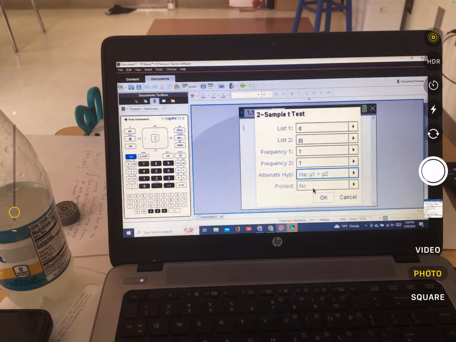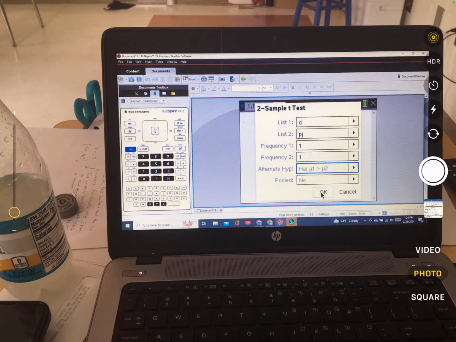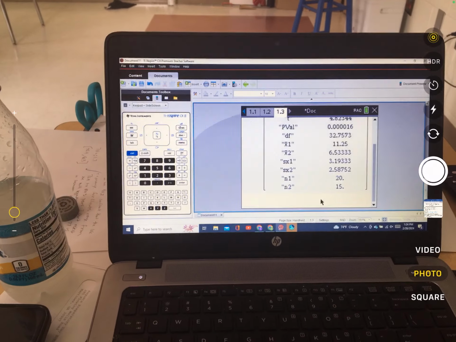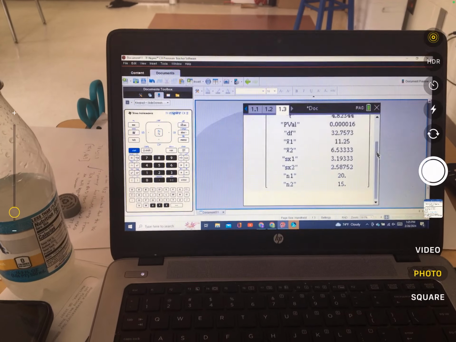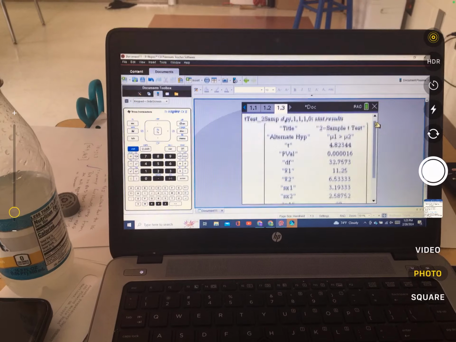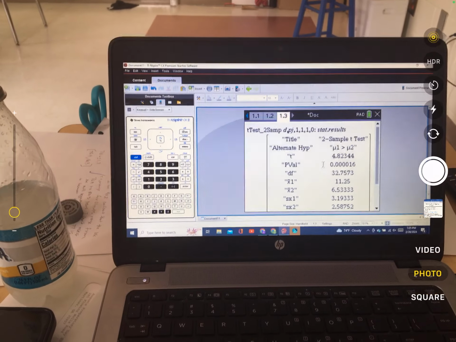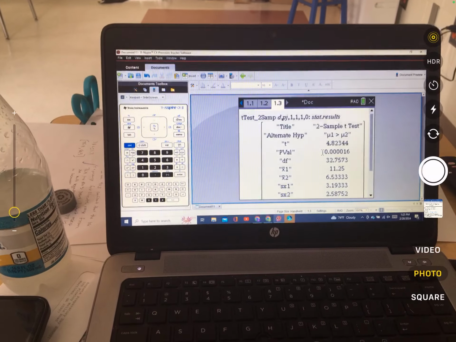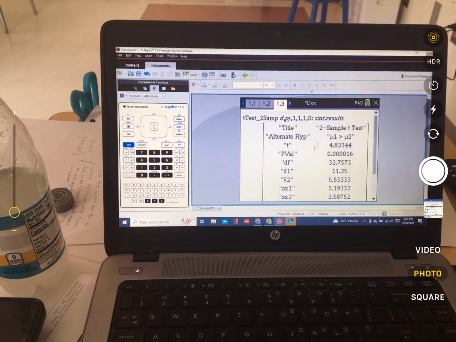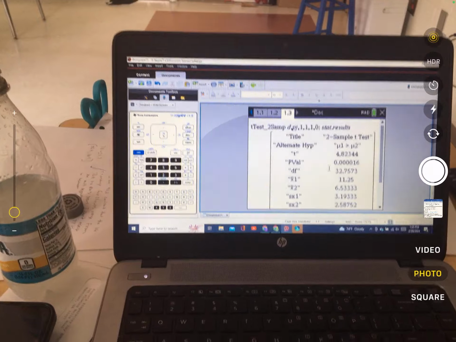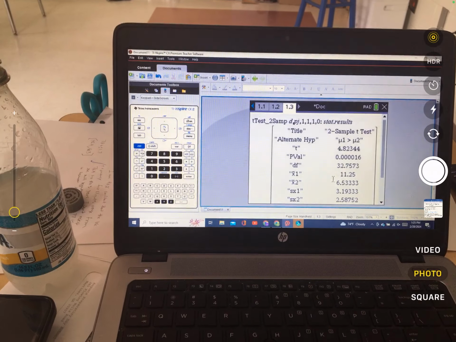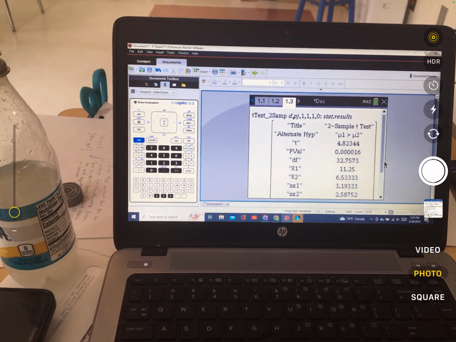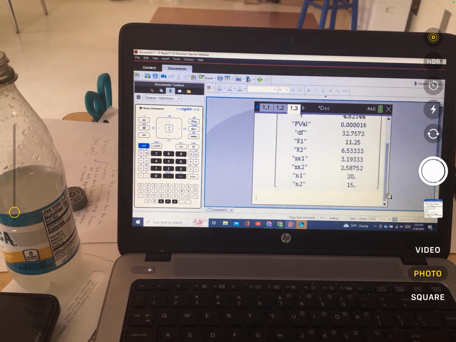All right, when you click OK, you'll see that if you scroll, you're given the t-score you need, you're given the p-value you need. I think we'll just call that 0. You're given the degrees of freedom. You're given the 2 means and the 2 standard deviations. And so all we need to do now is just go back and play the game.